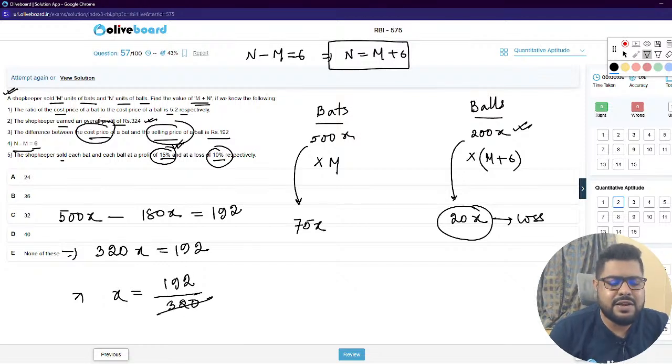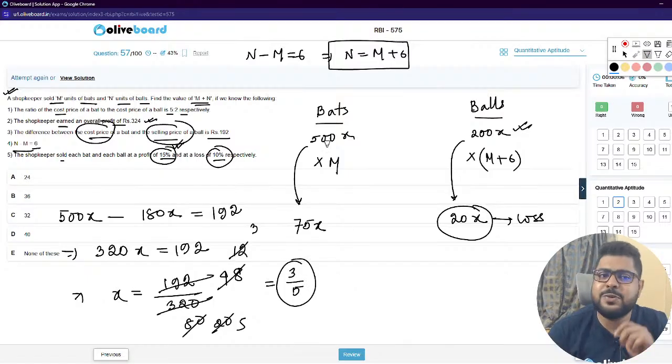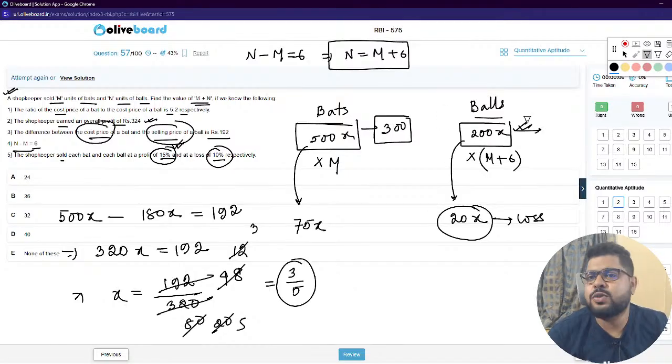Let's calculate. 4 80s are this, 4 4s are this, 4 8s are this. So again, 4 20s are this, 4 12s are this. Again, sir, 4 3s are this, 4 5s are this. So x is 3 by 5. Once I know this, the CP of every bat is 300 rupees. CP of every ball is now 200 into 3 by 5, that is 120 rupees.